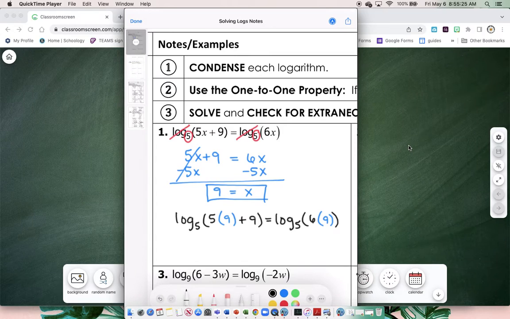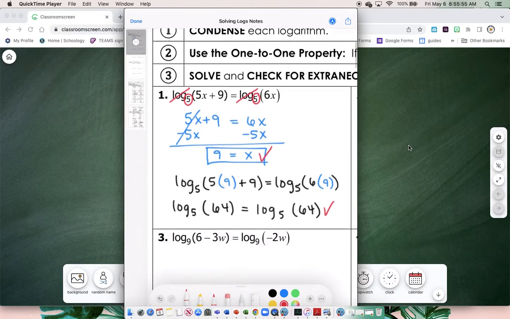Okay, so if I were to calculate this, I'm only calculating what's inside the parentheses. In this case, 5 times 9 is 45, plus 9 is 54. So that gives me log base 5 of 54. Is that equal to log base 5 of 6 times 9? Yes, because 6 times 9 is also 54. See how both the left and the right sides are exactly the same? Therefore, I could say that yes, 9 is a solution. So we're good.